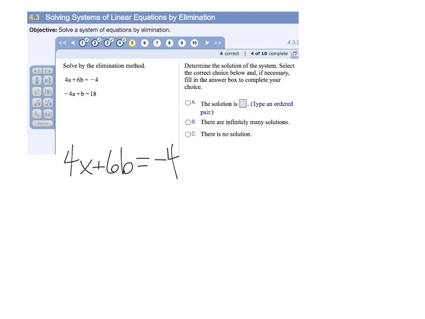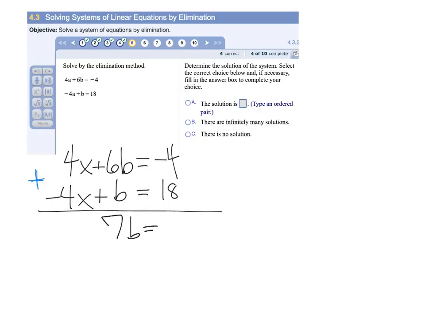And then we have the other one, which is -4x plus b equals 18. We're going to look for opposites, and sure enough, fortunately, we see opposites right here. So we're going to add these two rows together. The 4x's cancel, 4x plus -4x, leaving us with 7b is equal to 14.